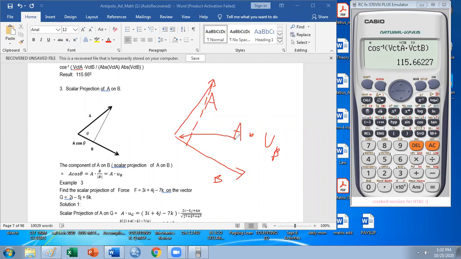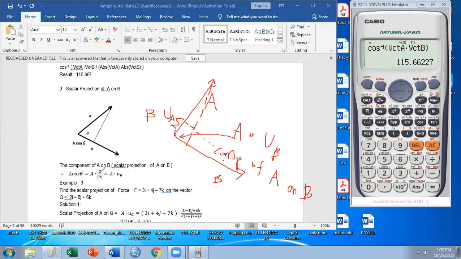For the component of B on A, remember, this is the component of A on B. For the component of B on A, if I project onto A, what is the length? That is B dot unit vector A. So that is what it means.